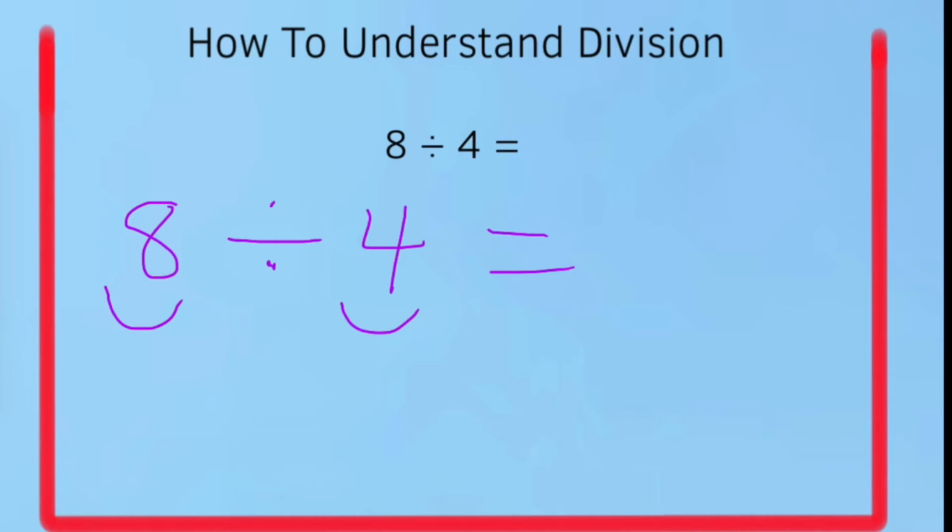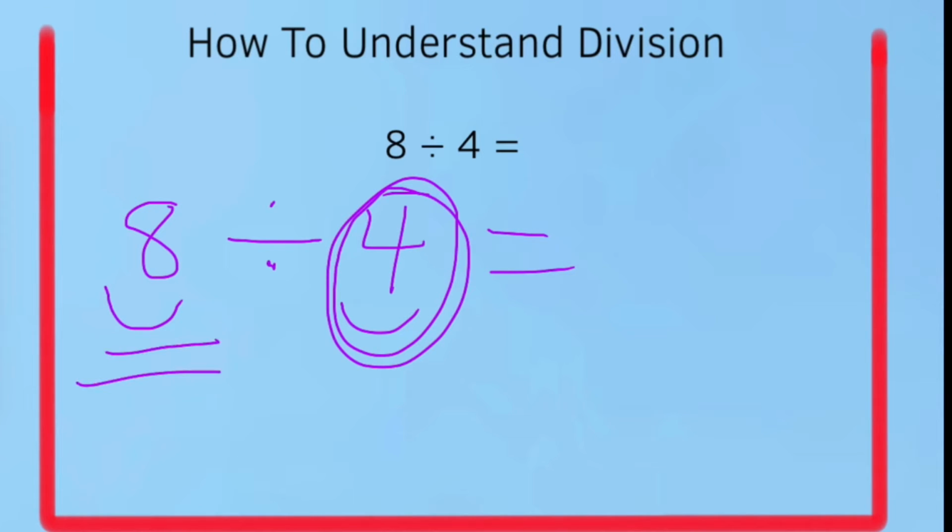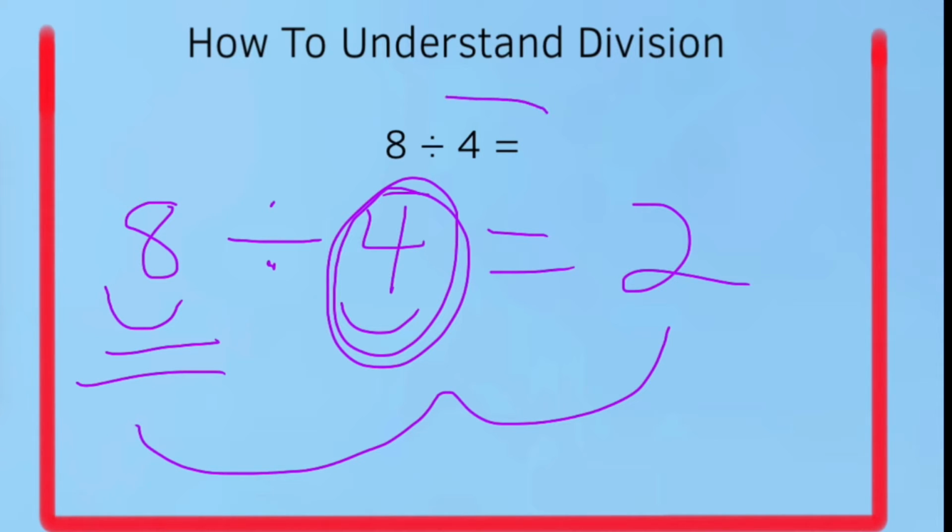If you don't know division but you're okay with multiplication, you can say, what times 4 equals 8? So the answer is 2. 2 times 4 equals 8. It's a good way to do it. But in time, you'll learn that 8 divided by 4 equals 2. How do you learn that? By practicing.